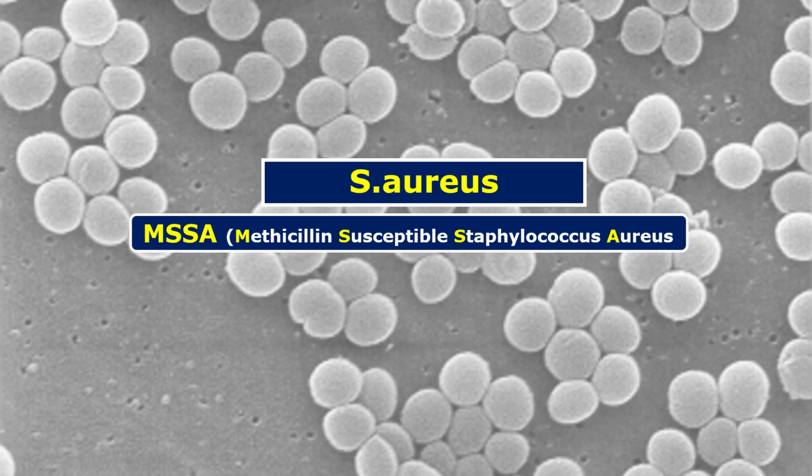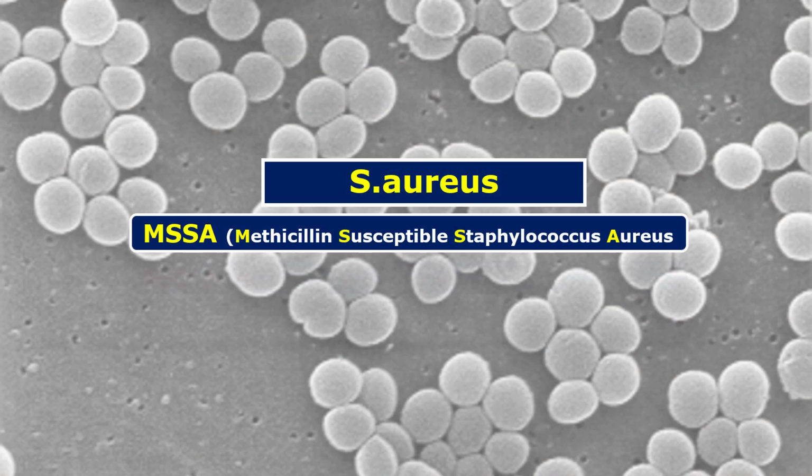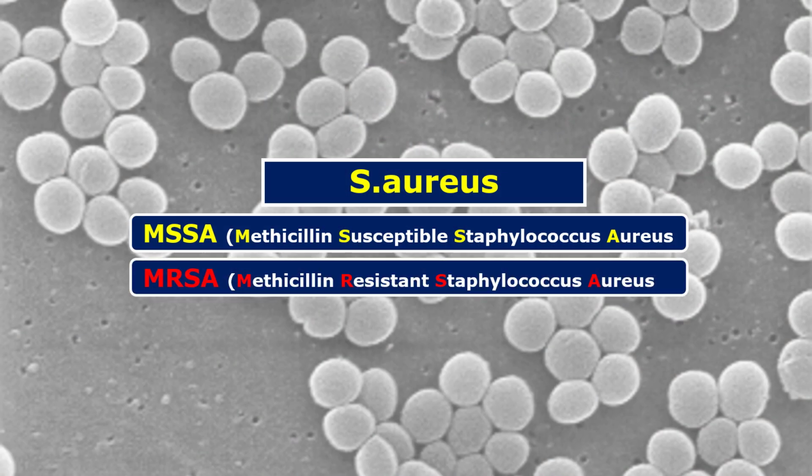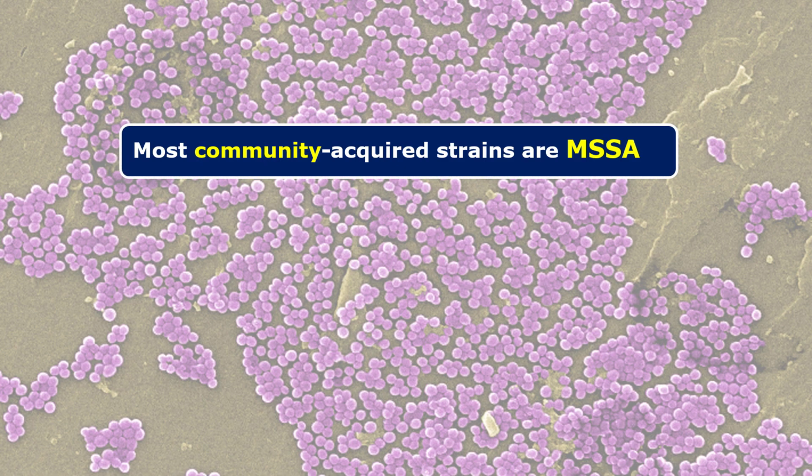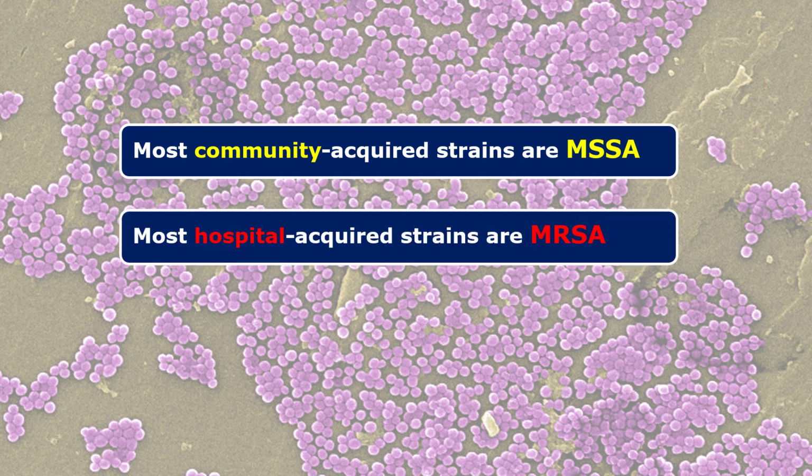But in addition to penicillinases, some strains have added another completely different resistance mechanism that makes them resistant even to antistaphylococcal penicillins. Therefore, they are classified as MRSA, methicillin-resistant Staphylococcus aureus. I'm sure you are familiar with that name. As a general rule, most community-acquired strains of Staphylococcus aureus are still methicillin susceptible, and most hospital-acquired strains are resistant, meaning MRSA. We will discuss this in more detail in the lesson on skin and soft tissue infections.